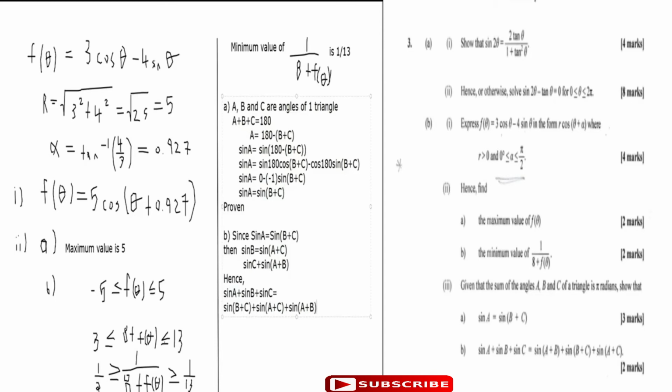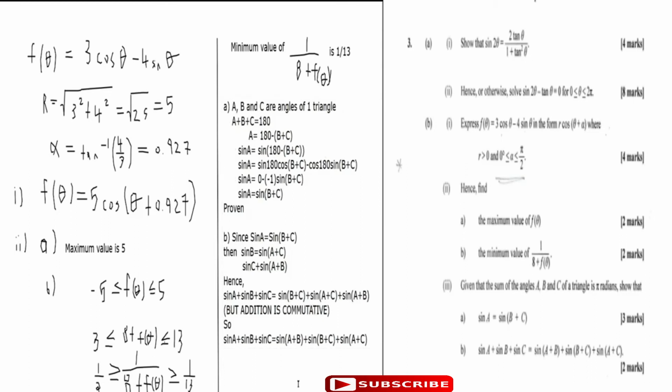And that's what we have. The only thing is that the order is different. But addition is commutative. The order in which we add doesn't matter. And so the sine of A plus the sine of B plus the sine of C must be equal to the sine of A plus B, plus the sine of B plus C, plus the sine of A plus C. That takes care of question 3. Nice and easy. Now we move on to question 4.